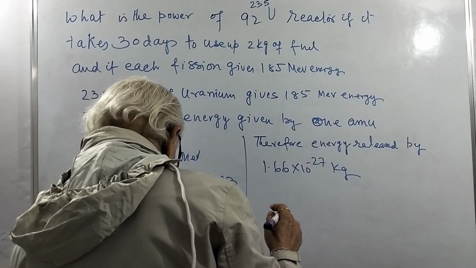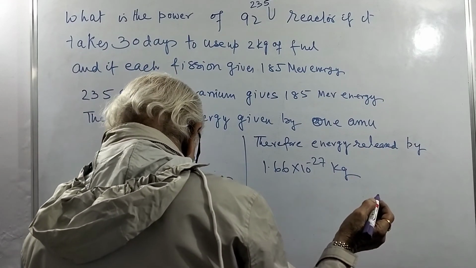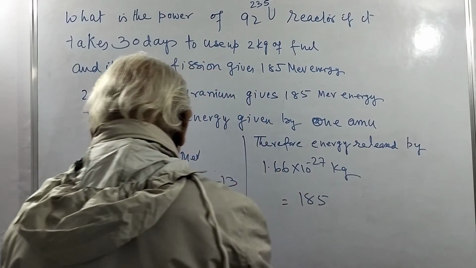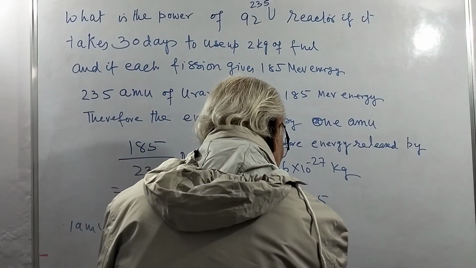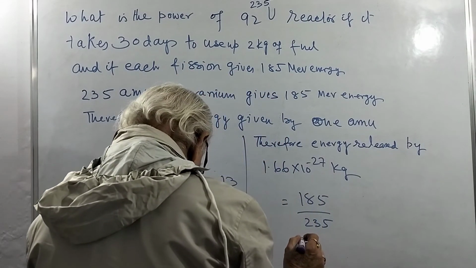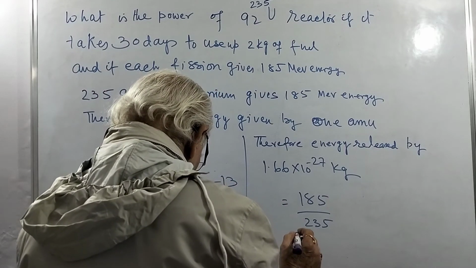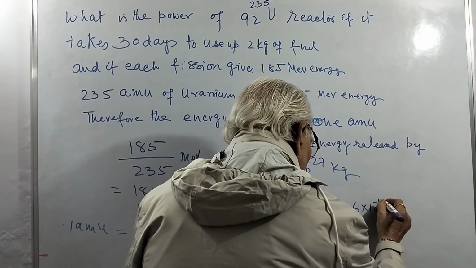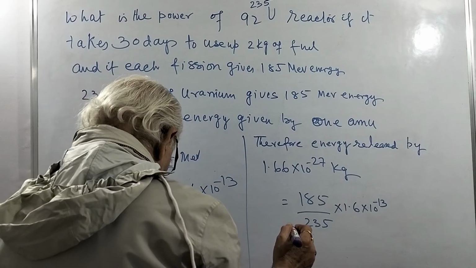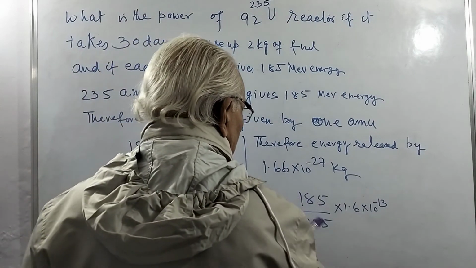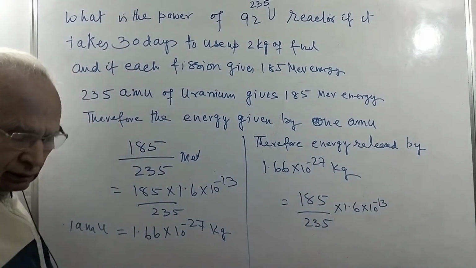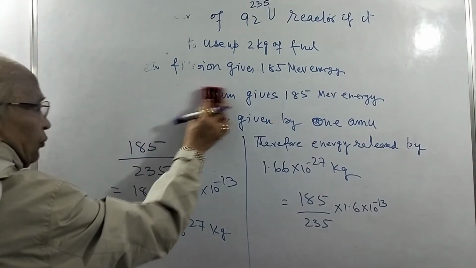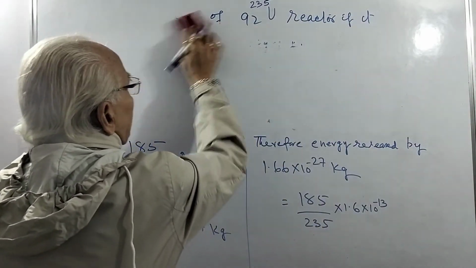How much? This you can calculate: 185 divided by 235, 1.6 into 10 to the power minus 13. So this is the energy released by one atomic mass unit, that is 1.66 into 10 to the power minus 27 kilogram. So what is the given mass? That is 2 kilogram.